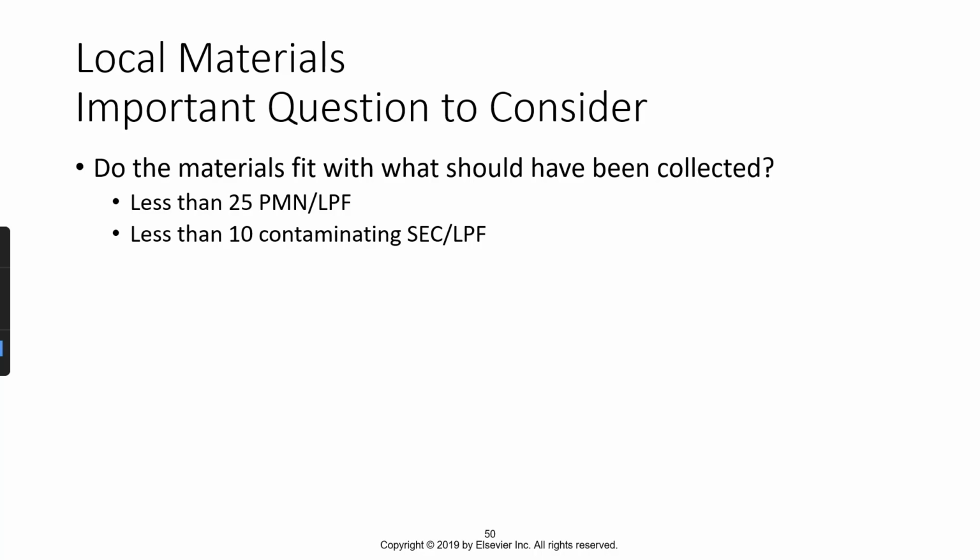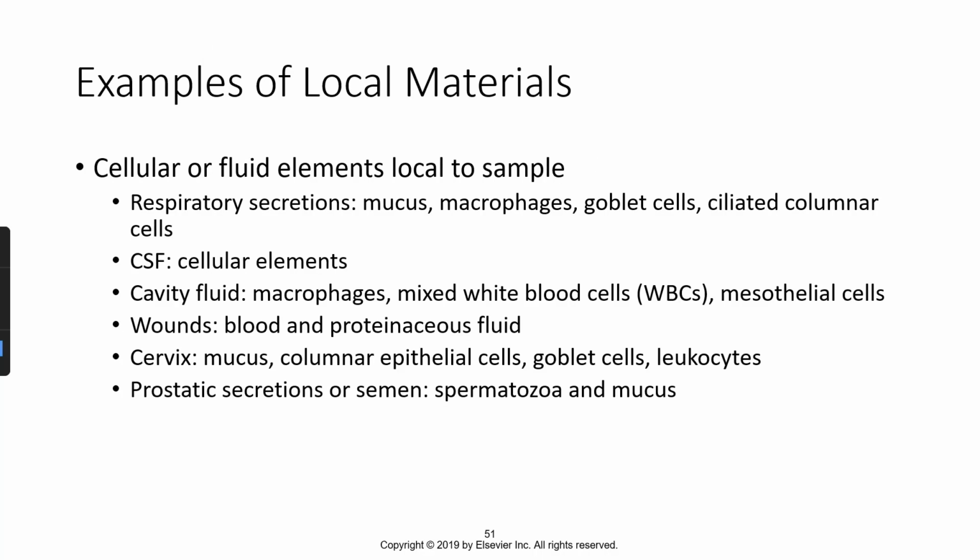Important questions to consider. Do the materials fit within what should have been collected? So there's that grading here. Cellular fluid elements local to the sample. So in respiratory secretions, mucus, macrophages, goblet cells, ciliated columnar cells. In CSF, you should see some cellular elements. Cavity fluid, you should see some macrophages, mixed white blood cells, mesothelial cells. So if you see anything that's not normal or anything that shouldn't really be there, you can start to question, does this make sense? Did they collect it from the right specimen? Why are these missing?